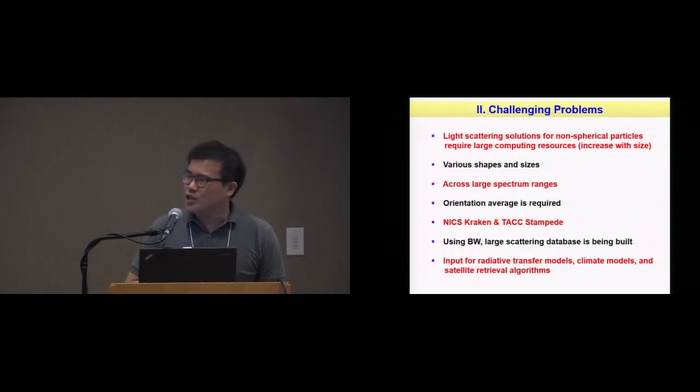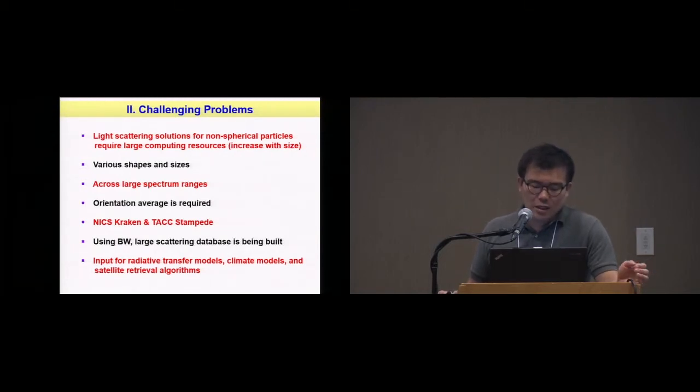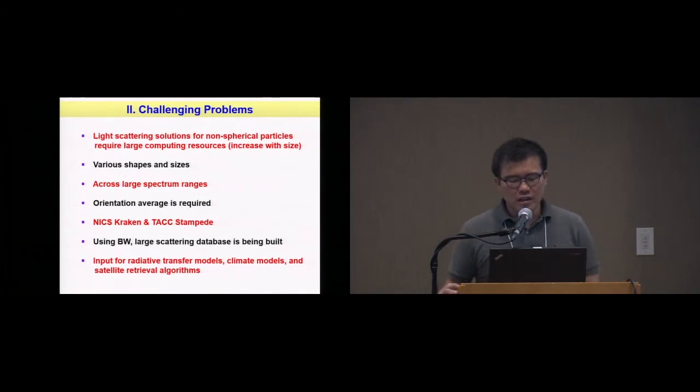Let me summarize the challenging problem. So I just mentioned that we need large resources to compute these non-spherical particles, and that we should consider various shapes and sizes, and then across the large spectra, and the orientation average is required. We have been using NICS Kraken and TACC Stampede, and then we're facing some problem. For the larger particles, we need much larger resources, and now we are using Blue Waters.